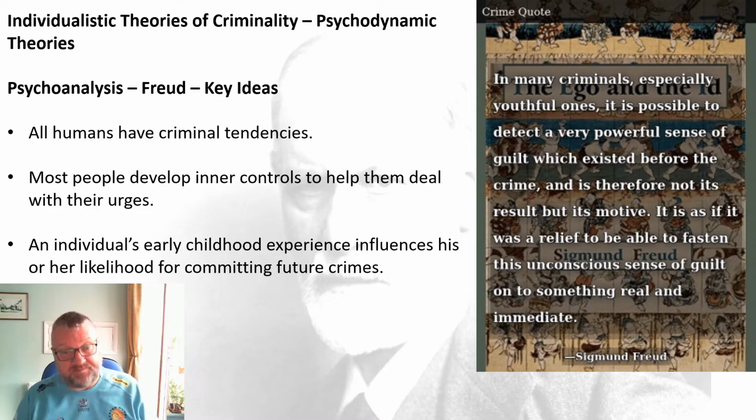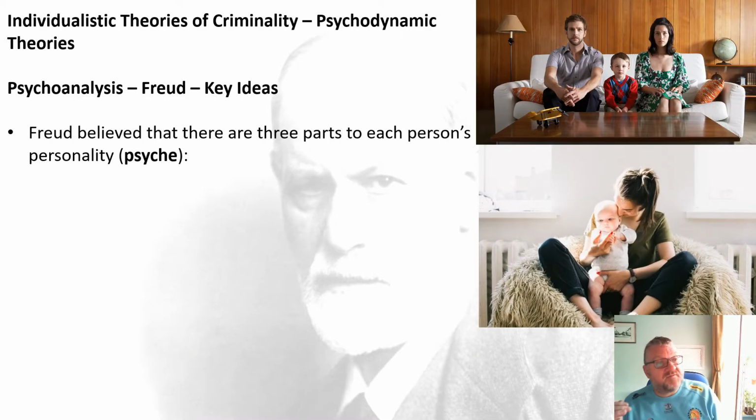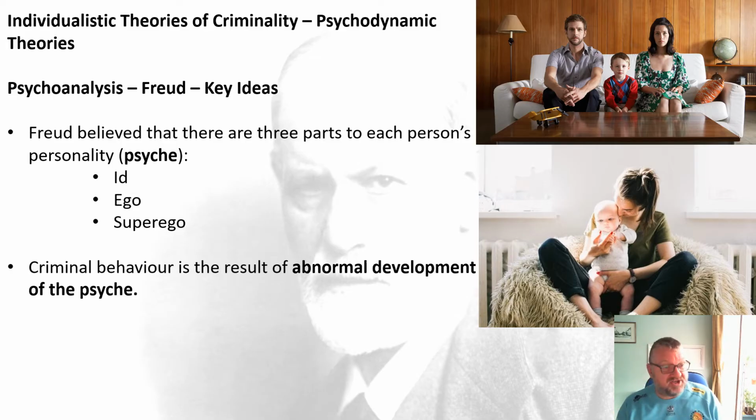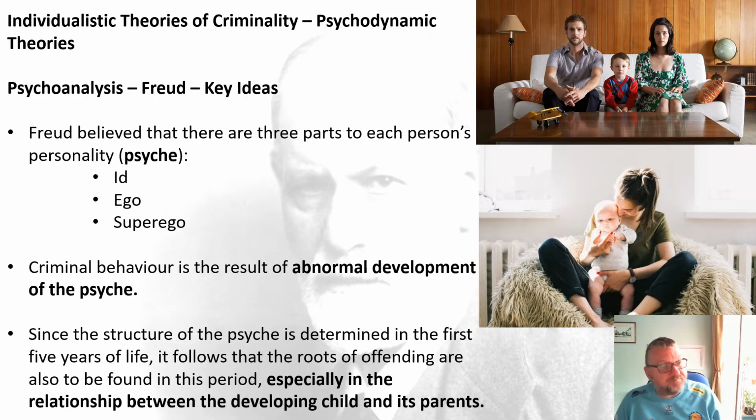So Freud believed there were three parts to each person's personality, psyche, the Greek word for soul. Three parts, a tripartite view. There's the id, the ego, and the superego. And we're going to look at these, as I said, in more detail. And your criminal behaviour is a result of abnormal development of this psyche. You've got an unhealthy psyche if you've developed criminal behaviour because your childhood hasn't been healthy.